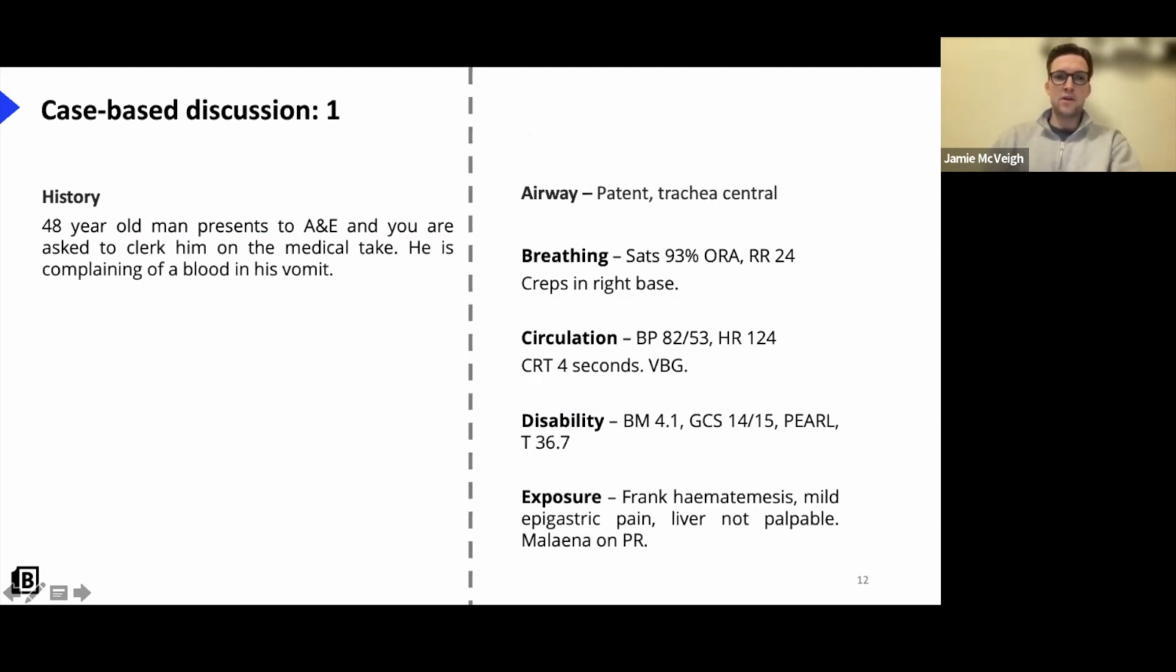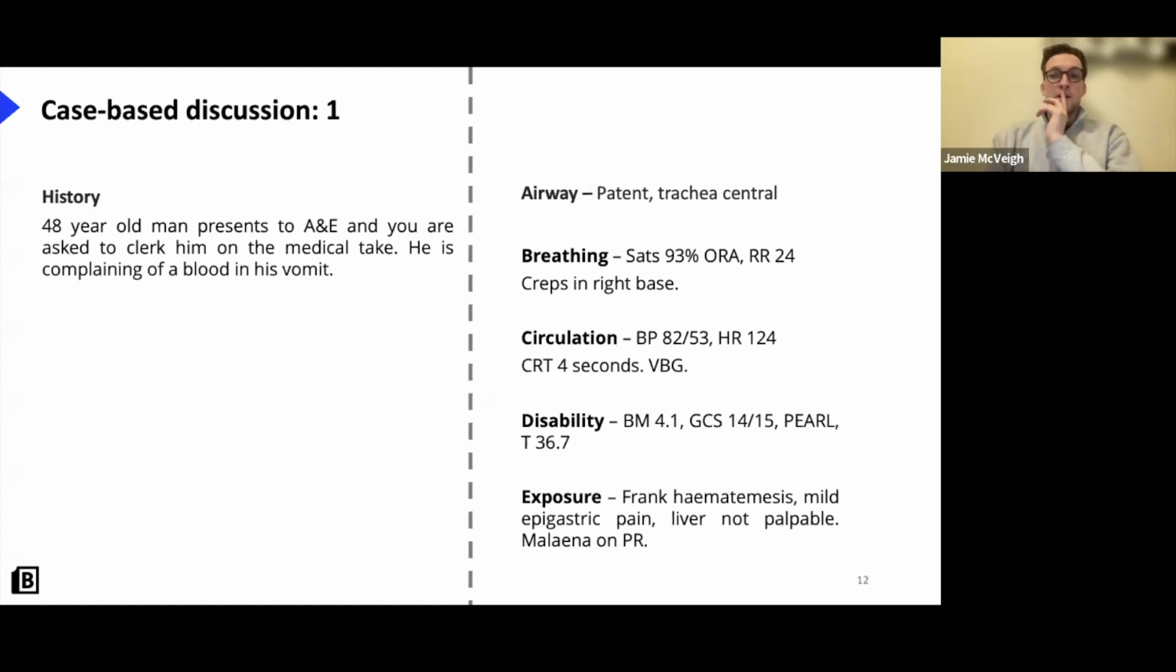So the first one is a 48-year-old man who comes into A&E, and you ask to clerk him on the medical take. He says he's got blood in his vomit. So obviously a very concerning feature. So straight away you go to the A to E to check how stable the patient is. Airway's fine, you're not concerned. Breathing, he is a bit tachypneic from the end of the bed, and he's got a couple of creps in the right base, and sats on air are 93%.